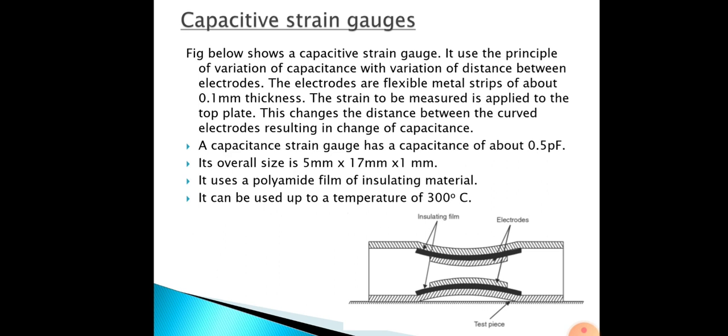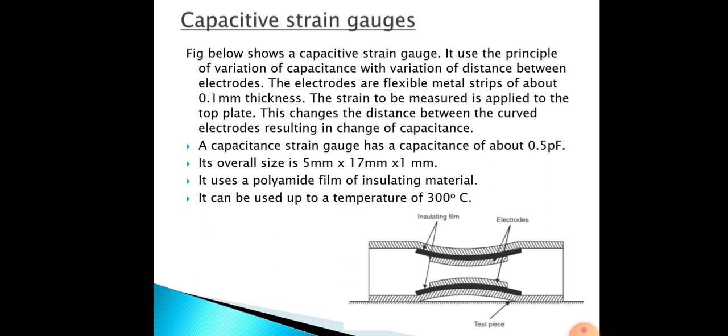Capacitive strain gauge. In this capacitive strain gauge, it uses the principle of variation of capacitance. You can see over there two electrodes, and above that there is an insulating film. Here the electrodes are flexible metal strips. So the electrodes, what are they? They are flexible metal strips about 0.1 mm thickness.